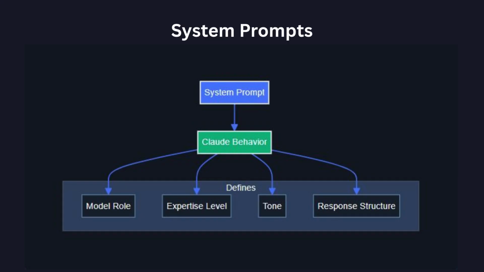System prompts play a very important role in shaping model behavior. They define who the model is, what level of expertise it has, how it communicates, and how it should structure its responses. A well-designed system prompt also includes rules and constraints, such as avoiding speculation or always providing structured answers. This ensures consistency and reliability across all responses.